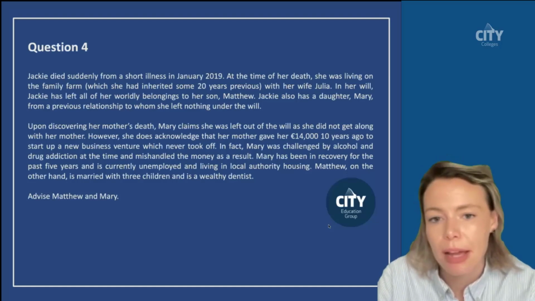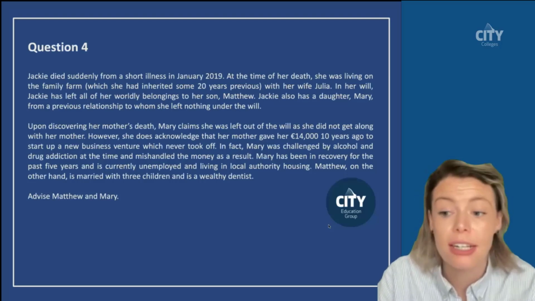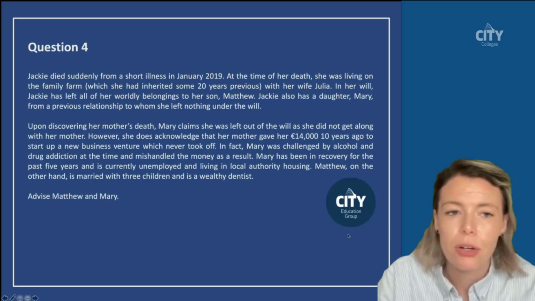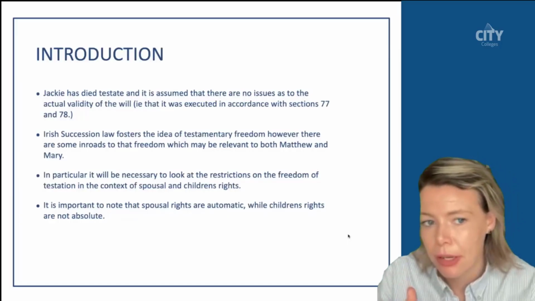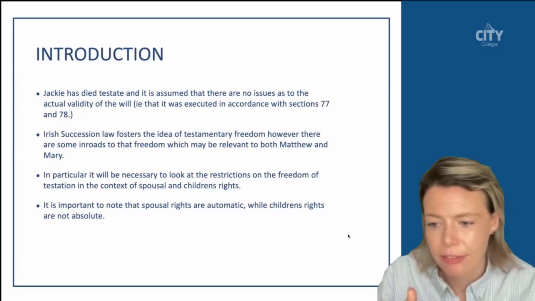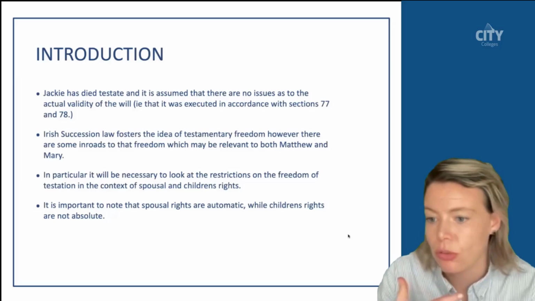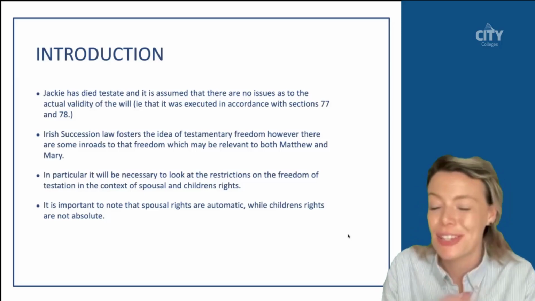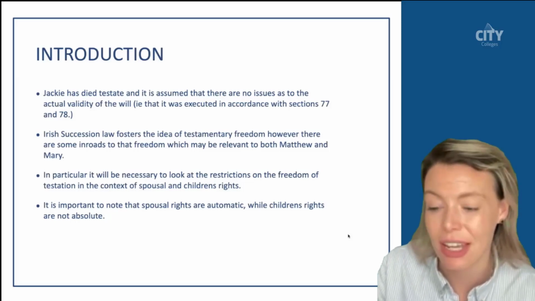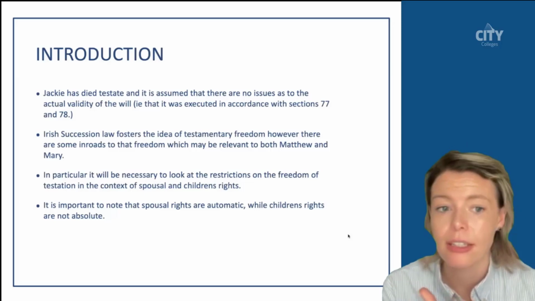So we're asked to advise Matthew and Mary. We're not asked to advise Julia, but we certainly need to be aware of Julia's rights. Okay, again, we have to provide an introduction before we jump into the ILAC approach. You'd set out here, for example, she's died testate because she's got a valid last will and testament. We do not need to look into the validity of that will. There's nothing in this question to suggest that section 77 and 78 haven't been complied with. That is not always the case, so be very vigilant of that.